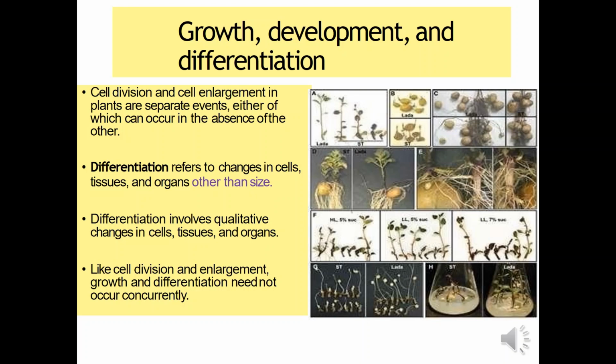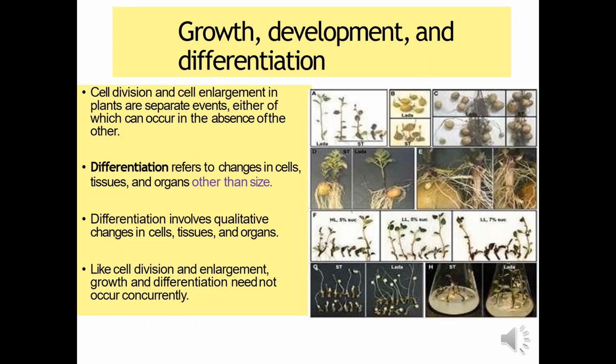In simple words, you have your cell, a group of cells, and it will differentiate into tissues. Different tissues can differentiate into different organs. That is what is meant by differentiation: changes from the cell to the tissue to the organ. Because of that, the plant can have organs like root, leaf and stem.